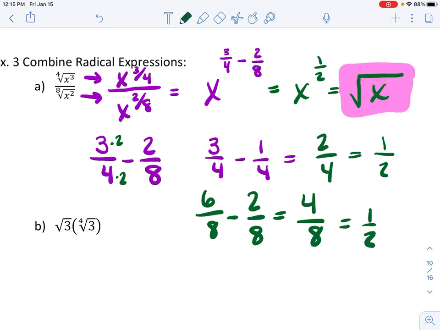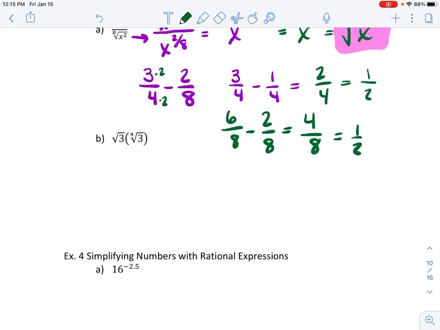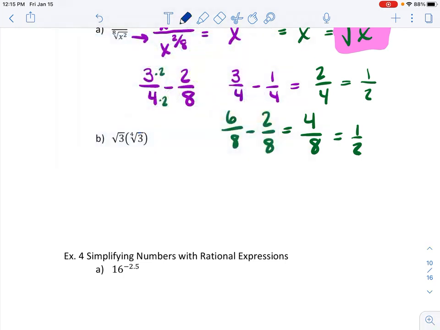Because we have our power over our root here. And multiplication works similarly. I'm going to go ahead and put these in exponent form. I have 3 to the 1/2 power based on this one times 3 to the 1/4 power.